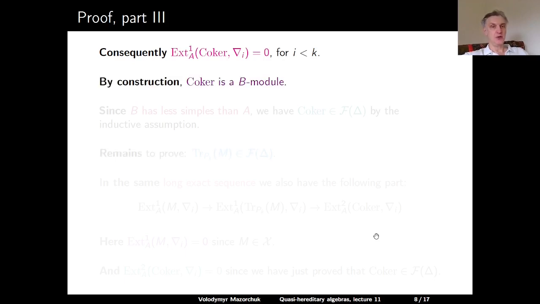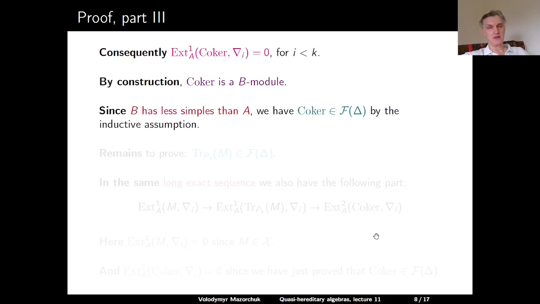But cokernel is a B module, and the first Ext over A is the same as the first Ext over B. Which means that our cokernel is in the category X for B. And so we can apply the inductive assumption and conclude that our cokernel has a delta filtration as a B module. But then of course the same filtration is a delta filtration as an A module. So we just proved that our cokernel belongs to F delta. It remains to show that our trace also belongs to F delta.